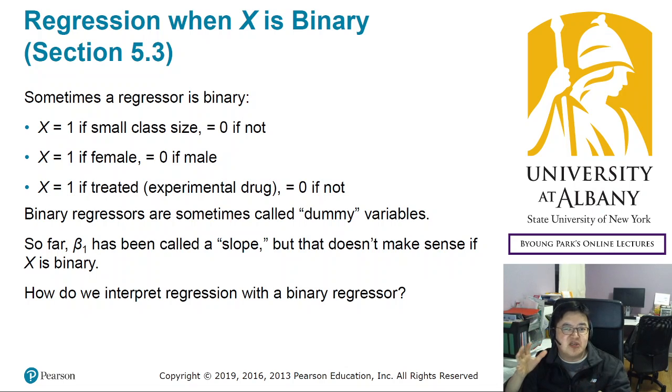The mechanics and the estimation procedures are everything the same, but the interpretation has to be different. We are going to talk about this. As I said, beta 1 was interpreted as the slope, but now that does not make sense. Also, in this example, I assigned 1 to women and 0 to men. But it does not matter if I assign 1 to men and 0 to women. Changing 1 and 0 does not cause any problem.